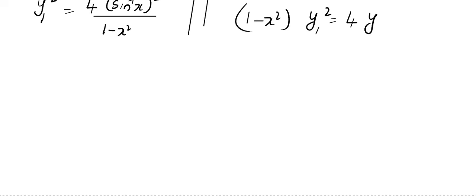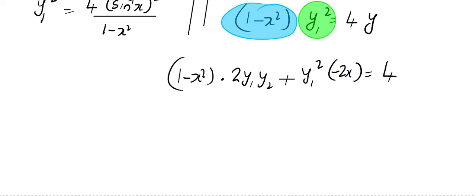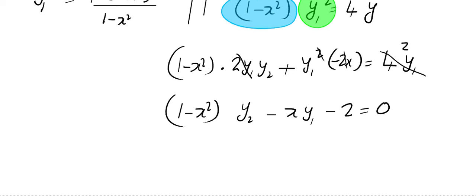Now let's apply product rule. Not Leibniz rule, just product rule, simple product rule. So 1 minus x square into 2 y1 y2 plus y1 square into minus 2x will be 4 into y1. Now divide throughout by 2y1 because in most of the problems I have observed that 2y1 is a common factor. Anyway, that's it. That's the end of the first part. We get 1 minus x square into y2 minus xy minus 2 equal to 0.